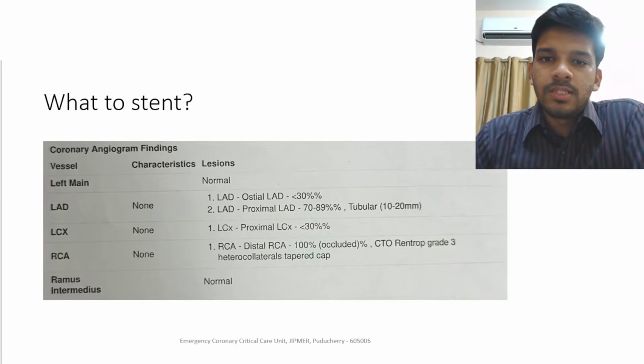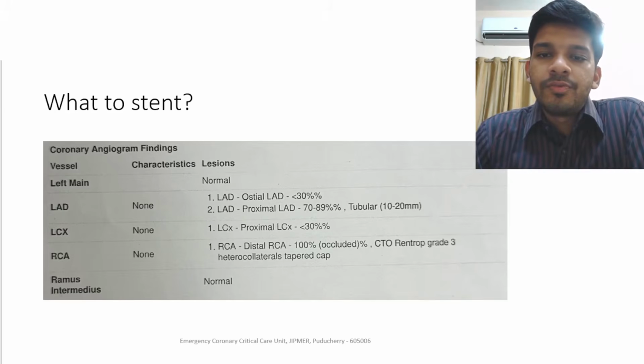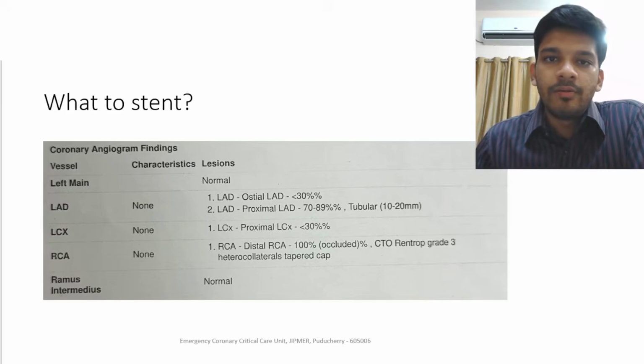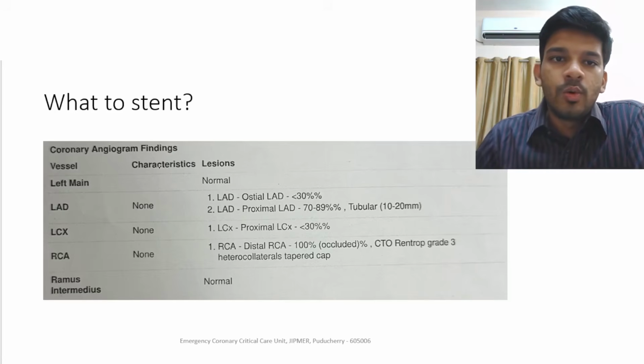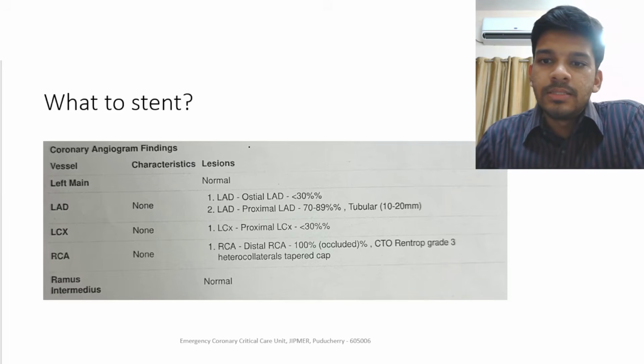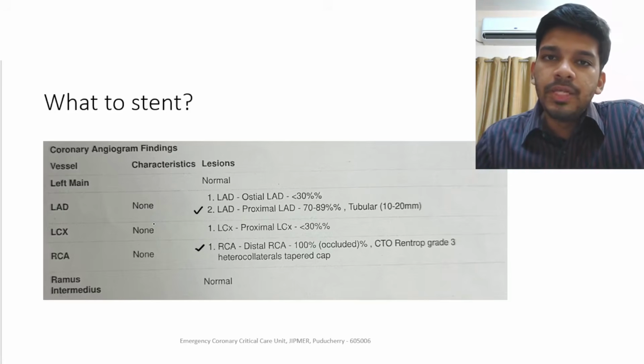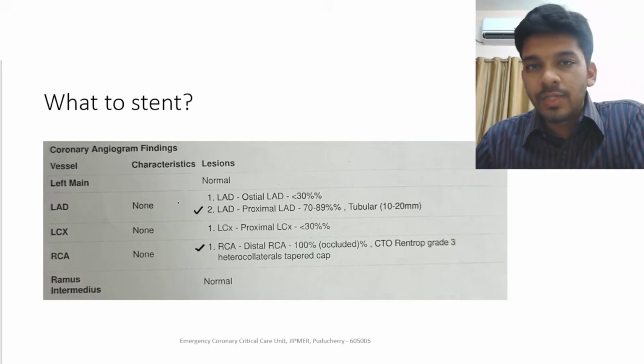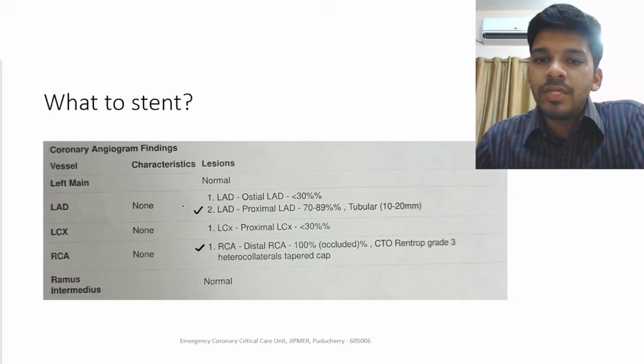So, first of all, this is the typical coronary angiograph finding that you get from our cath lab, and the same has been shown to you. As you can appreciate here, there is stenosis in the proximal LAD, and there is occlusion in the distal RCA. So the question that arises for an interventional cardiologist is which of these arteries is to be stented first and which of these arteries does require stenting?